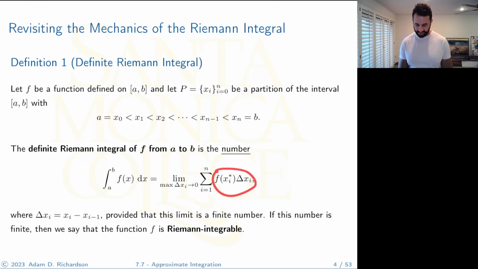Remember that this piece right here, that's the area of a rectangle. We're going to add up the area of those rectangles, and then we're going to take a limit as the biggest interval goes to 0. Now, if this limit exists as a finite number, then we say that the function is Riemann integrable over this interval, and we get the integral. The integral is this actual number, the limit that you get.